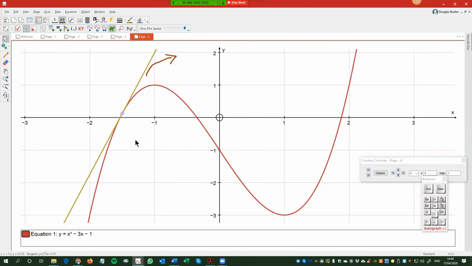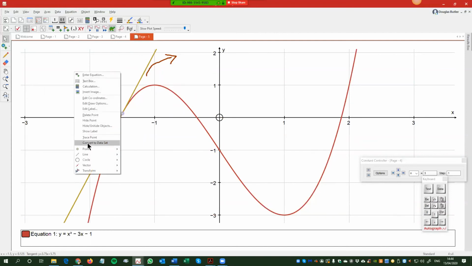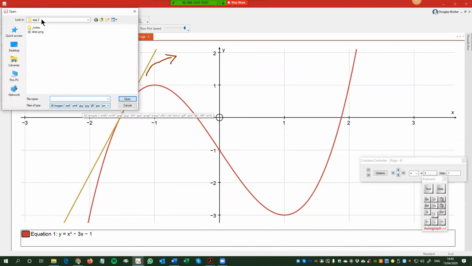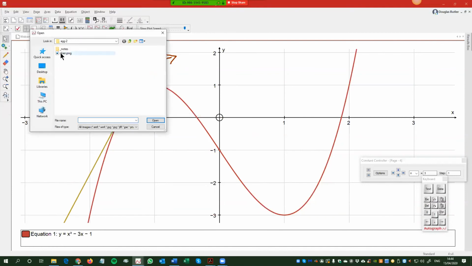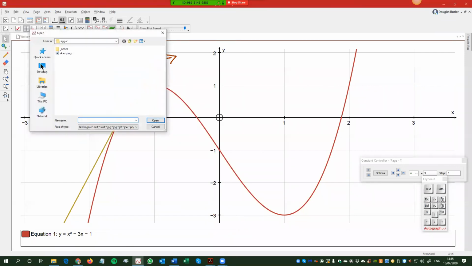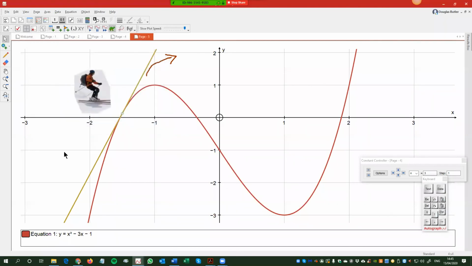Well, just to finish this off, I thought it'd be quite nice if we had a picture. So if we right-click and insert an image, and now I happen to know where it is. It's called a skier, and there it is. If you know where it is, you can drag it on, otherwise that's a good place to do it. Just right click, insert image, and go and find it in your filing system.